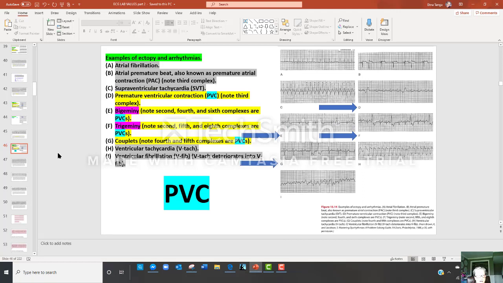Okay, so now I'm going to move to PVCs, premature ventricular contraction. And it looks like there's the bigeminy, trigeminy, and couplets.